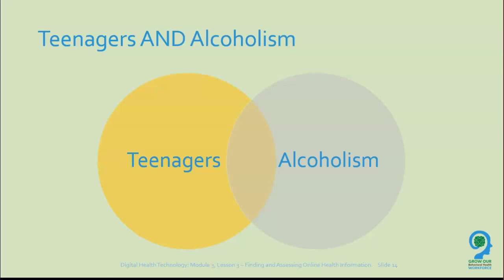This is the result of a search for teenagers AND alcoholism. As you can see, you're only going to find certain things in the middle of this section where the Venn diagram overlaps. You're going to find a whole bunch of material about alcoholism and a whole bunch of material about teenagers. But if you type the AND in there, it's going to limit your search results to this small section through here.